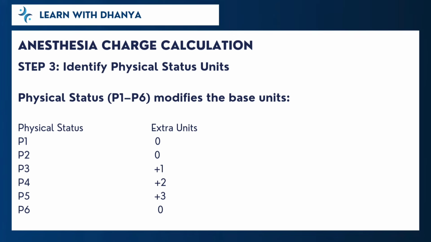Second is identifying the physical status modifier. For P1, P2 and P6 the status unit will be 0. For P3 it is 1, P4 it is 2 and P5 it is 3.